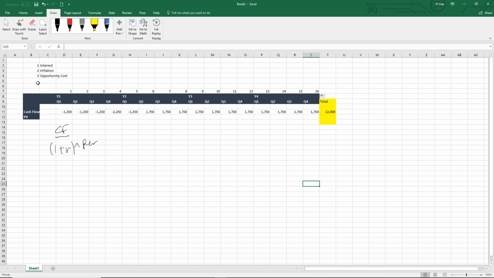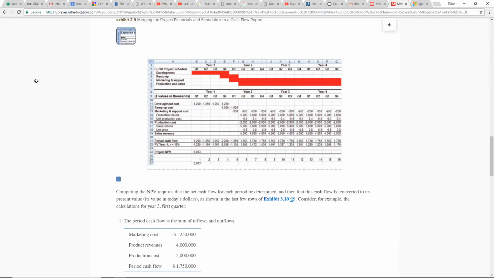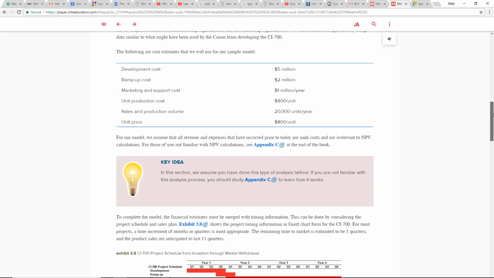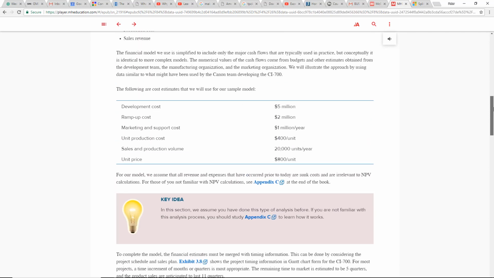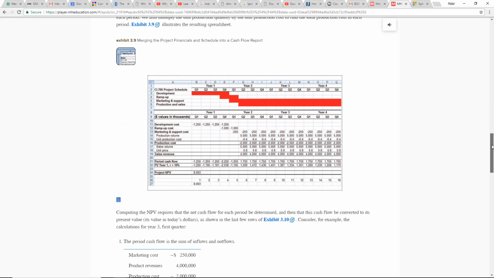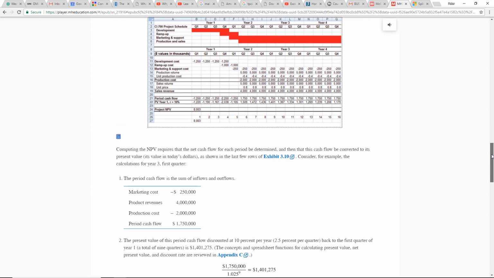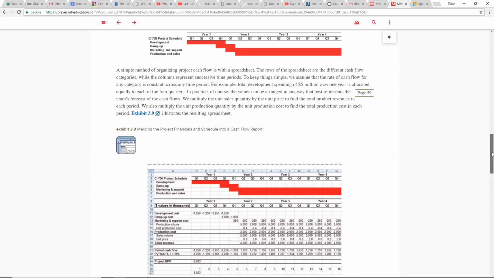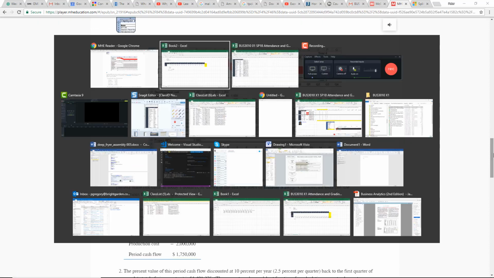So let's say, what is our annual rate here? I don't know what they use in the problem. Let me just see if I can find it here really quickly. Do they tell us what it is? Discount rate. Just going to use 10%. Oh, there we go. Okay, so they do use 10% there. That's what I thought they used. Okay, so they use 10% in this problem.